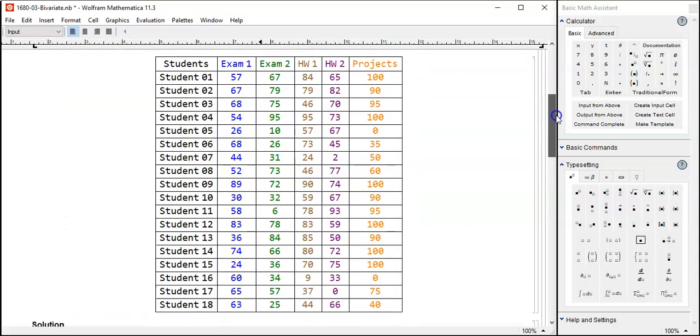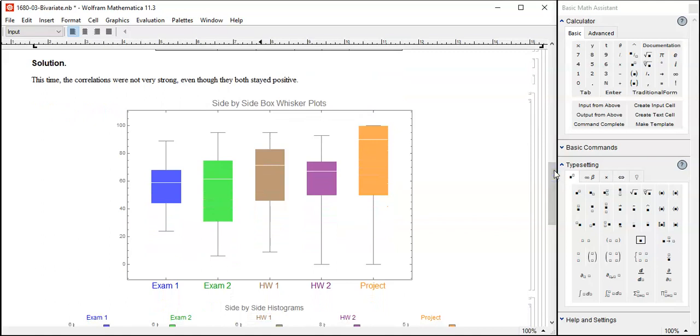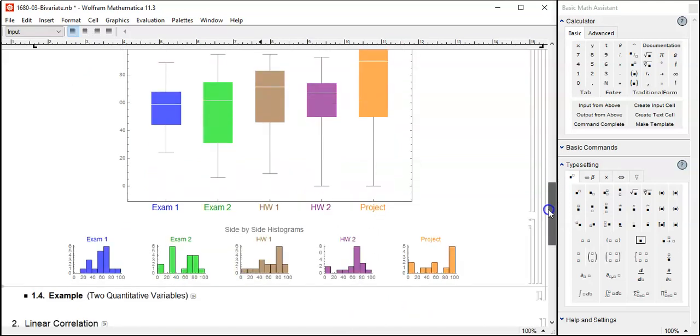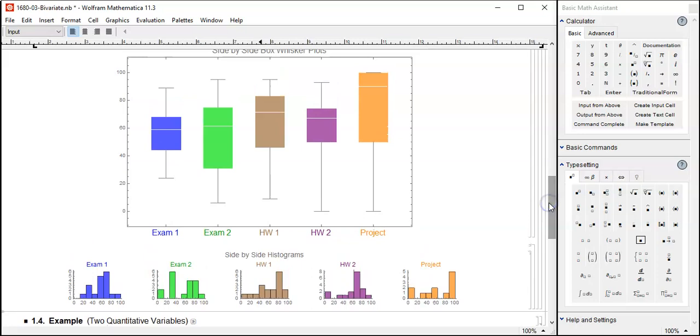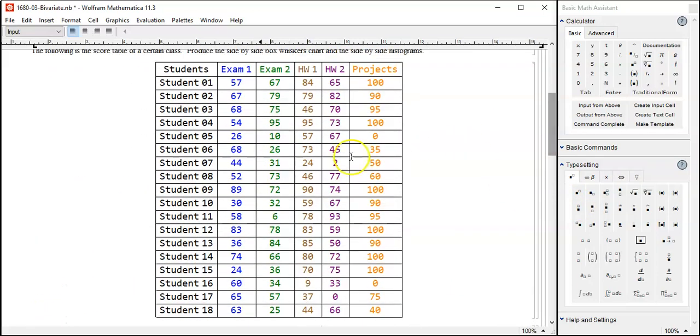Look at exam 1. Here's a data set, so we can find the 5-number summary of its own. Exam 2, we can get the 5-number summary of its own, and so on and so forth. And then put those together side by side. Here we have the side-by-side box whisker plots. And then we have side-by-side histograms. Now, in these descriptions, the key point, all these are associated to same student.